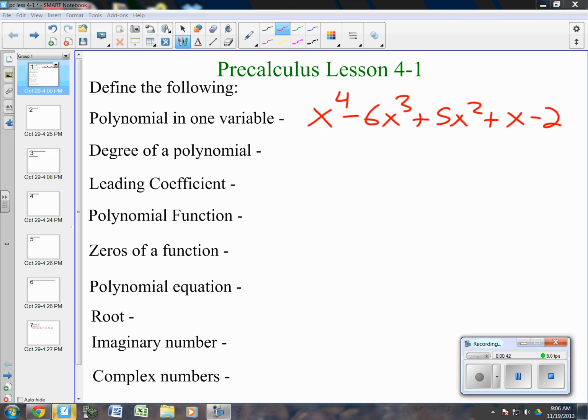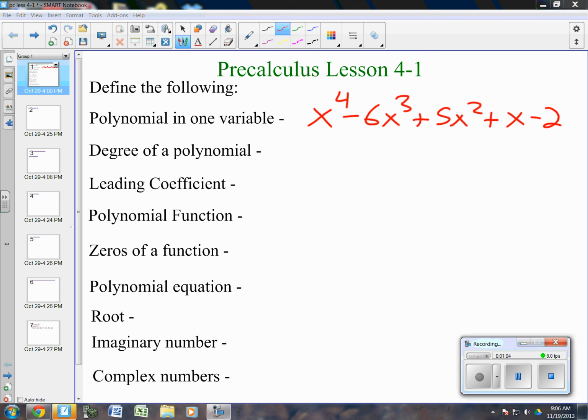A polynomial in two variables would have an x and a y, so it might say something like x to the fourth y cubed minus 6x squared y to the first power, or something like that. So this is just a polynomial in one variable. There's only one variable, and it's x.